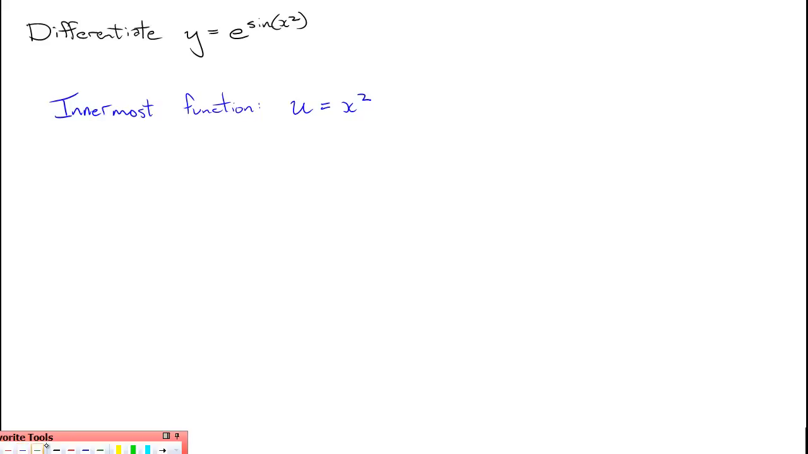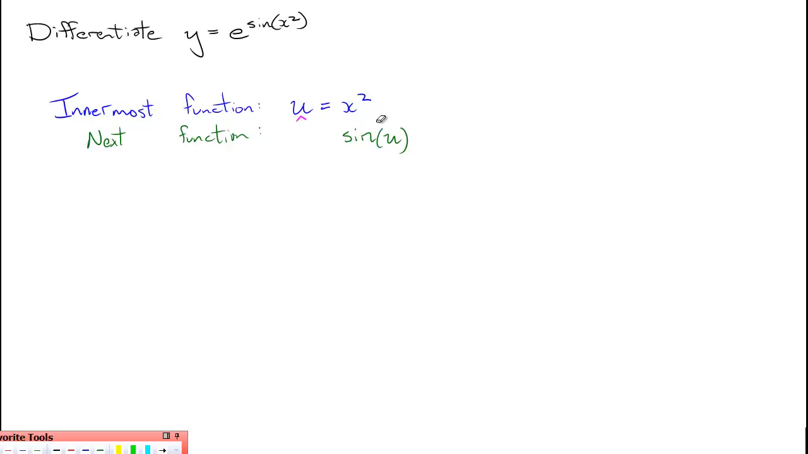The next thing is, well, what happens next? After you take the square of the input, you put that into the sine function. So let me jot this down. The next function is the sine function. Now, I'm not going to write this as sine of x, although I could, and sometimes when you're looking at the chain rule, people will write that. I'm going to write it as sine of u, matching up the letter I chose for the innermost function, the first function. Since I chose u there, I'm going to write the next function in terms of u. Okay?